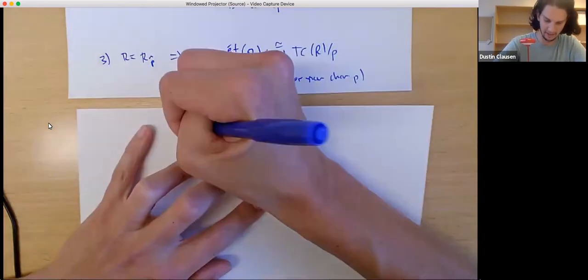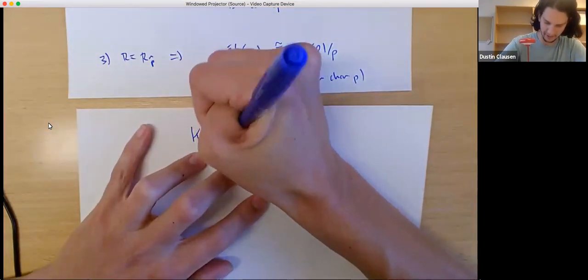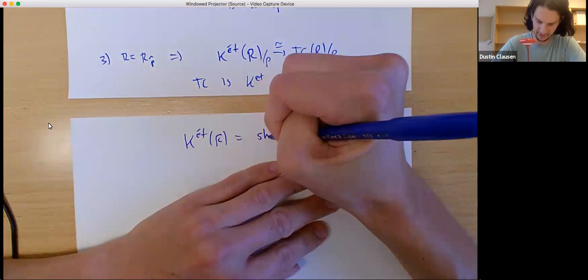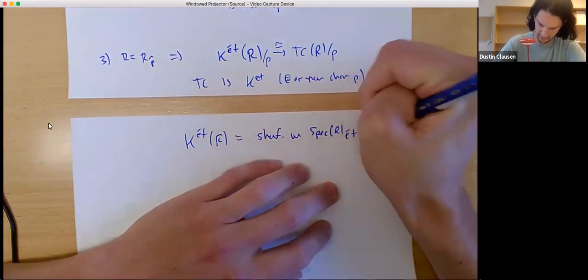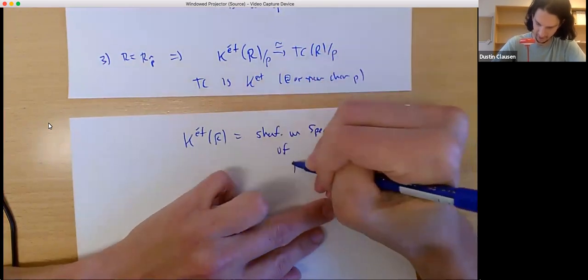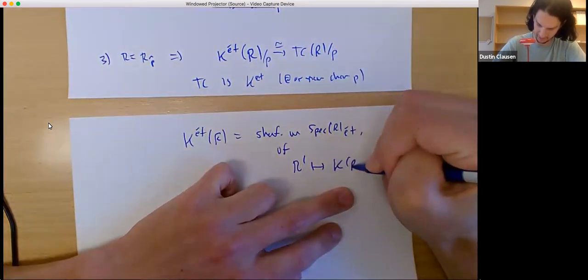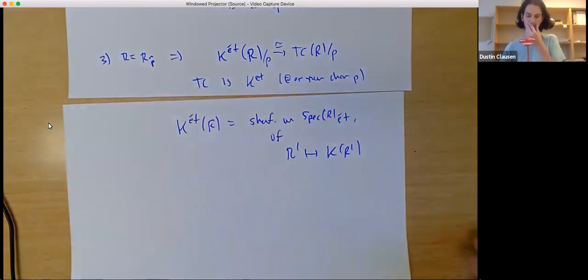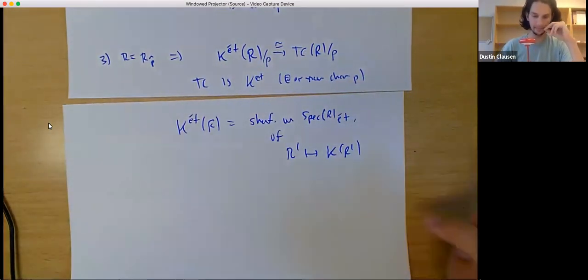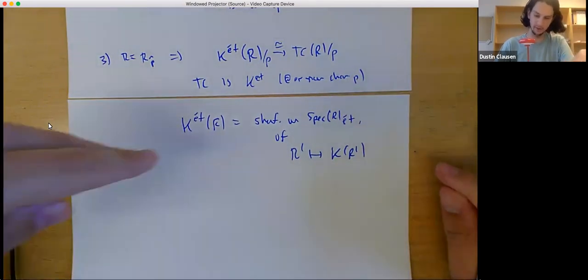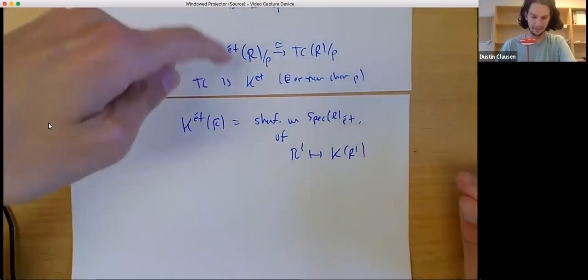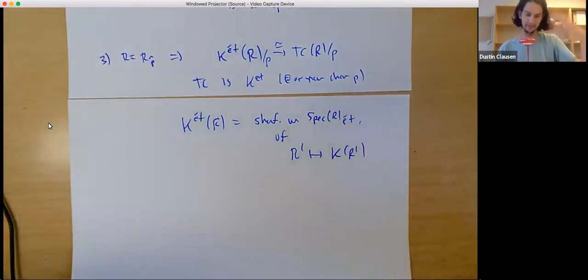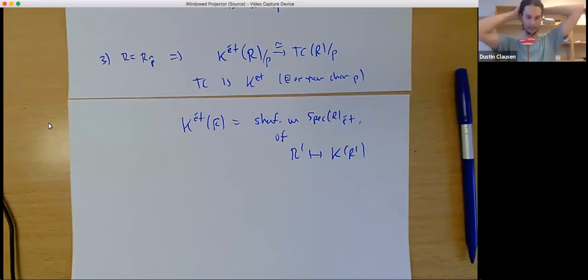So by étale K-theory of R, I mean the sheafification on spec R, étale of, R prime goes to K-theory of R prime, so if R prime is an étale R algebra. So it's just the étale sheafification in this world of spectra. So yeah, again, its homotopy groups would be related to étale cohomology, if the homotopy groups of K-theory are related to some Zariski cohomology, for example.